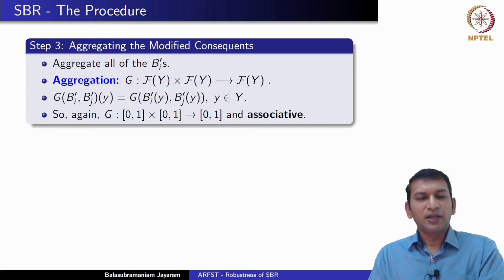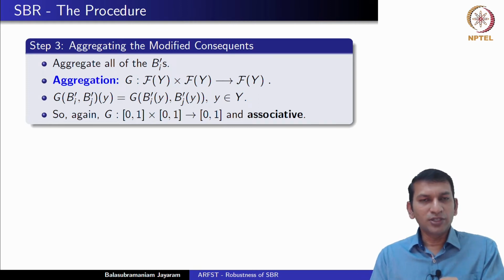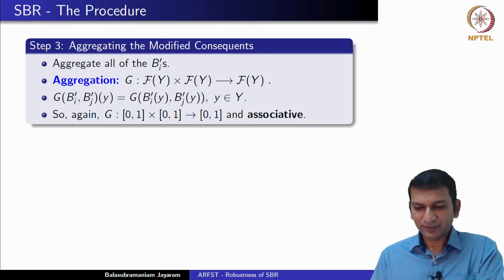The third step: the modified consequents Bi dashes that were obtained by using the similarity values Si to modify them using the modification function, all of these Bi dashes are aggregated. So we are looking at a function which takes a few fuzzy sets over Y and converts them into a single fuzzy set on Y. Once again, we have seen that we could use any binary function on [0, 1], but we would like it to be associative so that the aggregation is order independent.